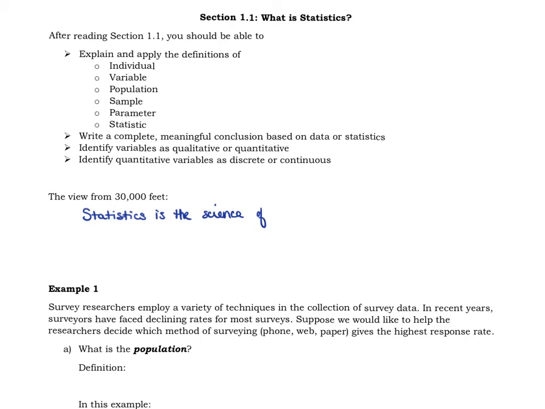In each section, you're going to get an overview, a big picture of what the section is going to be about, as well as lots of examples to help you understand what those concepts mean. And so your big picture view for section 1.1 is this: statistics is the science of collecting, describing, and interpreting data.